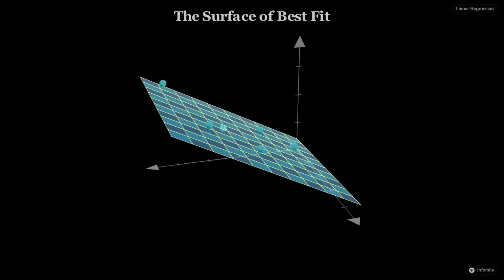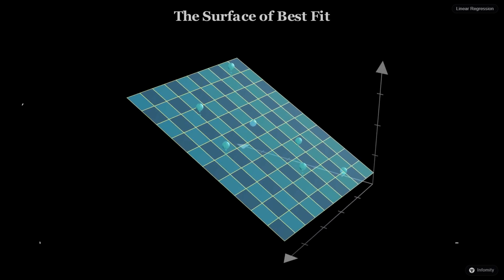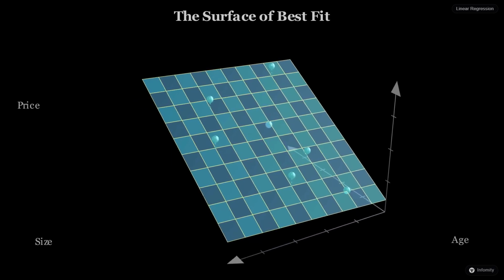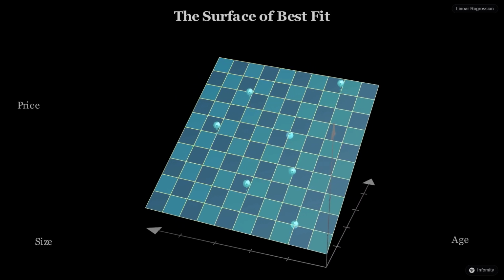Whether we have 2 predictors or 200, the intuition remains the same. We are searching for the flat surface that sits most comfortably in the middle of our data pegs, balanced by the invisible threads of tension.